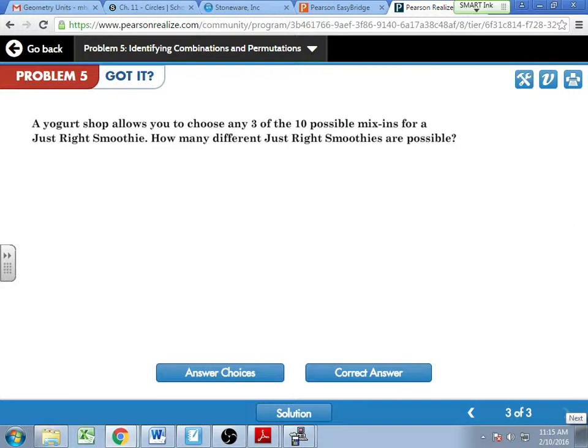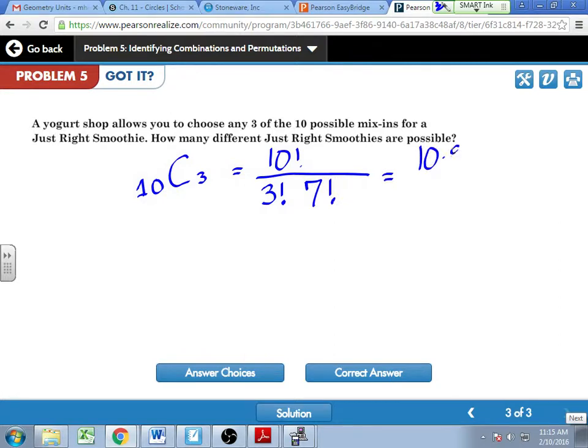Leo, what kind of situation is this? Permutation or combination? We're choosing toppings for a yogurt. I put combination. Yeah, it's a combination because order doesn't matter. It's toppings. So we would have 10 choose 3. 10 factorial over 3 factorial, and really, I can just do the subtraction in my head, 7 factorial. So this really becomes 10 times 9 times 8 once the 7 cancels out, over 3 times 2 times 1.